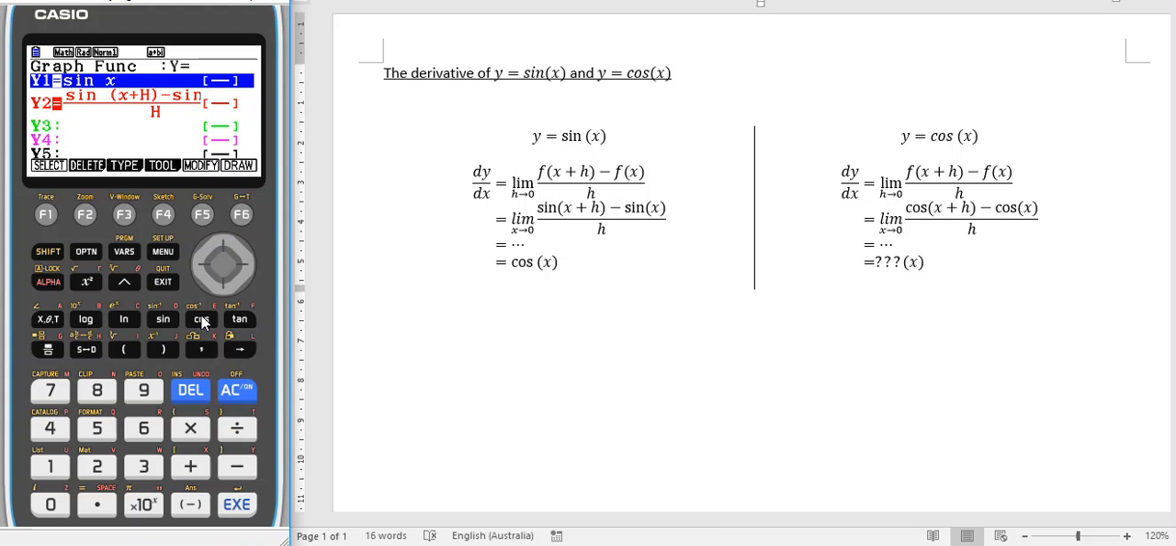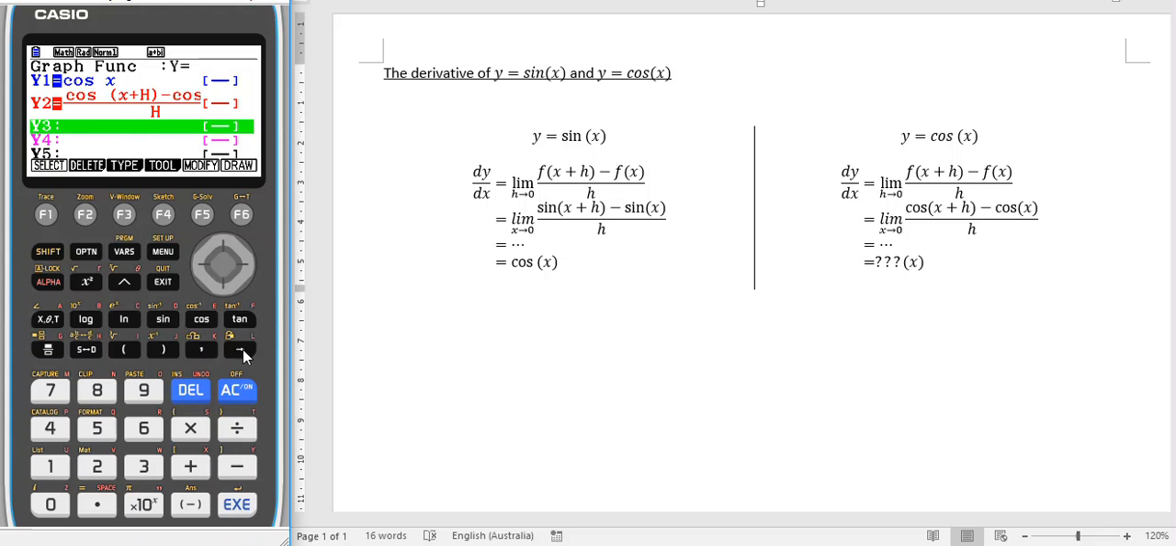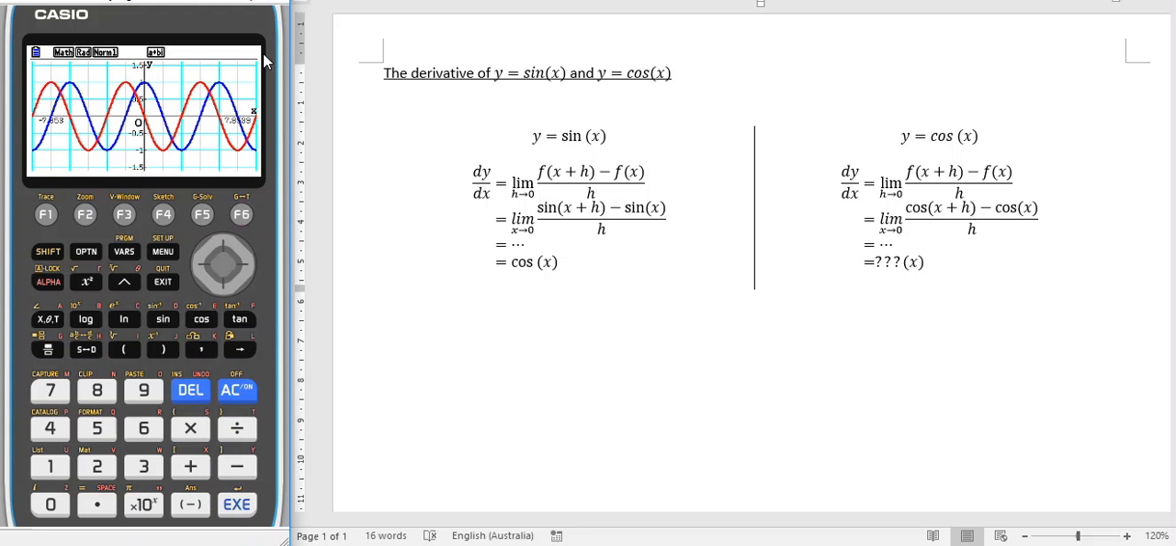I'll delete that one. I don't expect that to be the answer. I'll change this one to read the cosine of x. I will edit this one for the same reasons. And let's draw them. Now the blue graph this time is the cosine function. It starts at +1 and one full cycle gets back to +1. Look at the red graph.